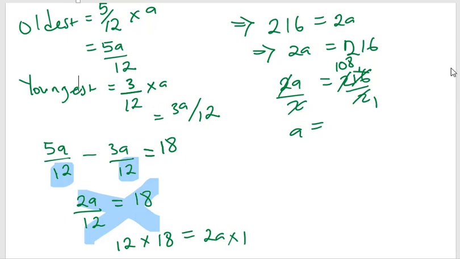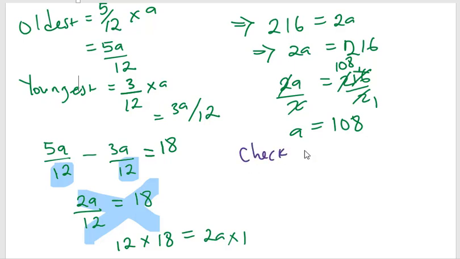Okay, so we're done with that. Let's continue. So a is equal to 108. That is the sum of their ages, and right now we are done. We don't need to solve for any other thing, but you might want to check to be sure that you solved for the right thing. So let's check.